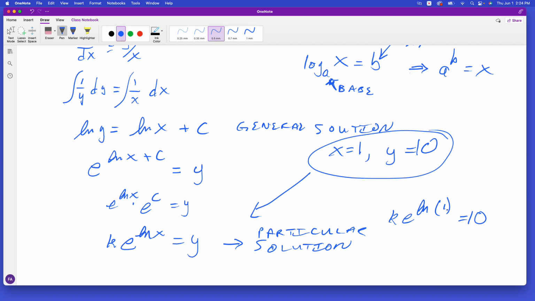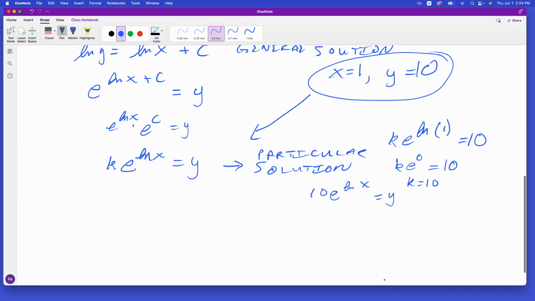So ln of 1. And if you don't remember that, you can always grab a calculator. And if you're using a TI-84, right next to the number 4 is the button ln. So you just do ln of 1 and enter, and you see that that equals 0, right? So that means that you're talking about k times e to the 0 power equals 10. Well, anything to the 0 power is 1, so that means that k is equal to 10. So the particular solution here is 10 e to the ln of x equals y.